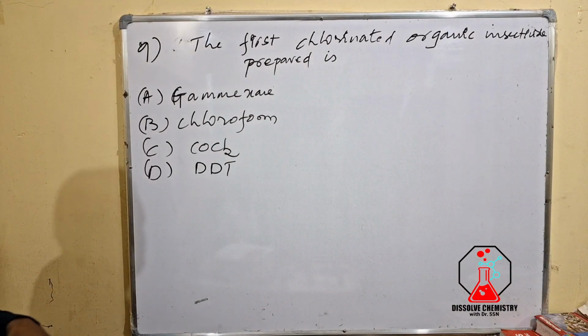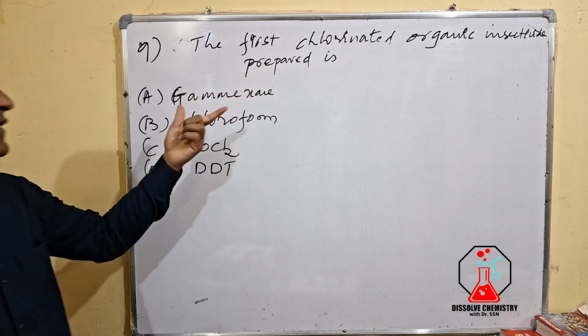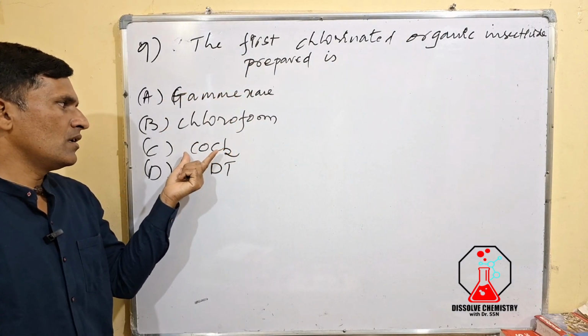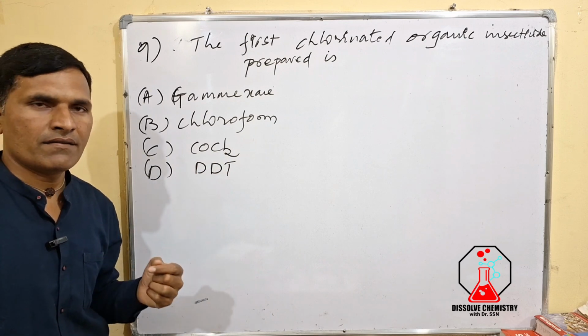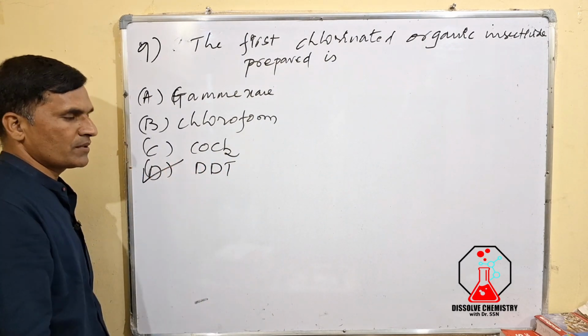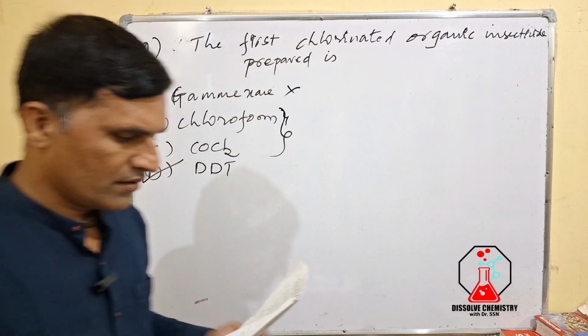The first insecticide, a chlorinated organic insecticide prepared, is: options are gammexane, chloroform, COCl2 and DDT. It is a memorizing type of question, so therefore your option is DDT. Okay, so let us move on to the next question.